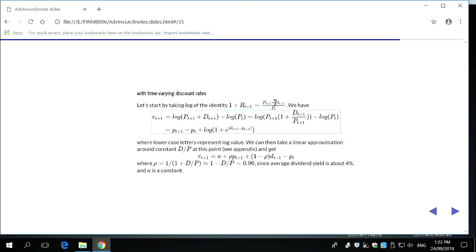The log of return, 1 plus r, on the left-hand side, they give you this little r_{t+1}, the log of return. On the right-hand side, you have log of P_{t+1} plus D_{t+1}. So this is the top part, minus the log of P_t. Right? And I can write this log of P_{t+1} plus D_{t+1} as log of P_{t+1} times 1 plus D_{t+1} over P_{t+1}.